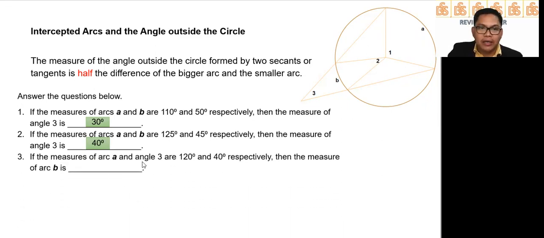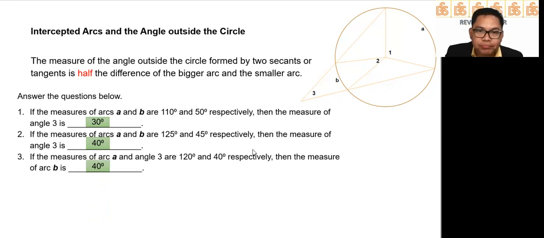If the measure of arc A and angle 3 are 120 and 40 respectively, then the measure of arc B is, so this time the missing part is B. So if we are to make an equation, that is 120 minus B, divided by 2 equals 40. Or as simple as 120 minus 40, since the given is the angle, we may multiply 40 by 2, which is 80. So 120 minus 80 will be 40 degrees.